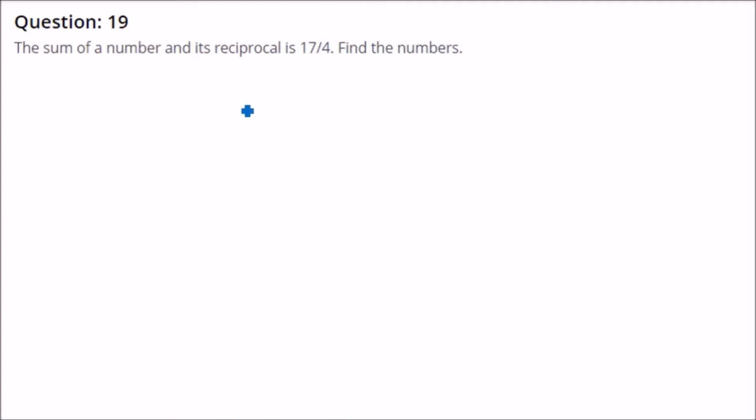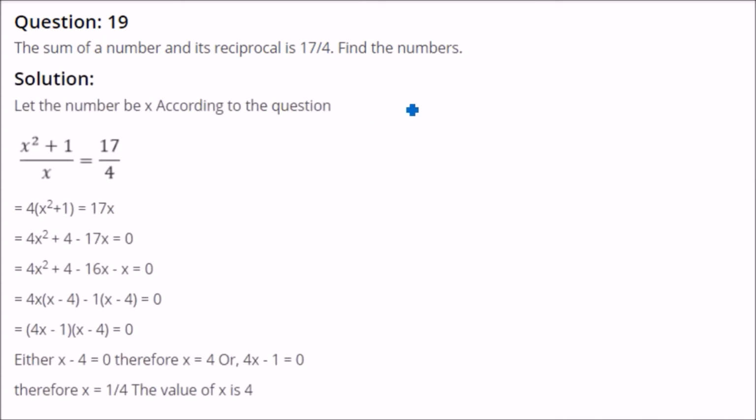The sum of a number and its reciprocal is 17 by 4. Find the number. That is, x plus 1 by x is 17 by 4. This is a number. If we assume x to be the number, then 1 by x, the reciprocal of the number, gives x plus 1 by x is 17 by 4. So what do you get? x square plus 1 by x will be equal to 17 by 4.